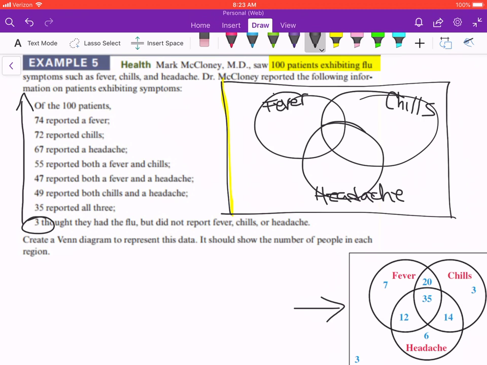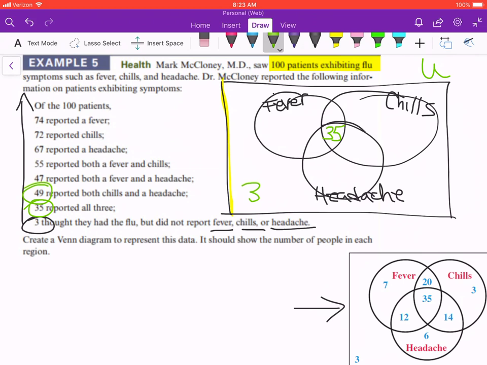with the first 3 who thought they had the flu but did not report fever, chills, or headache. So those will be like the ones outside the sets, the ones that will just be floating there inside the universal set. We have 35 of them reported all three, so that will be our triple intersection here.